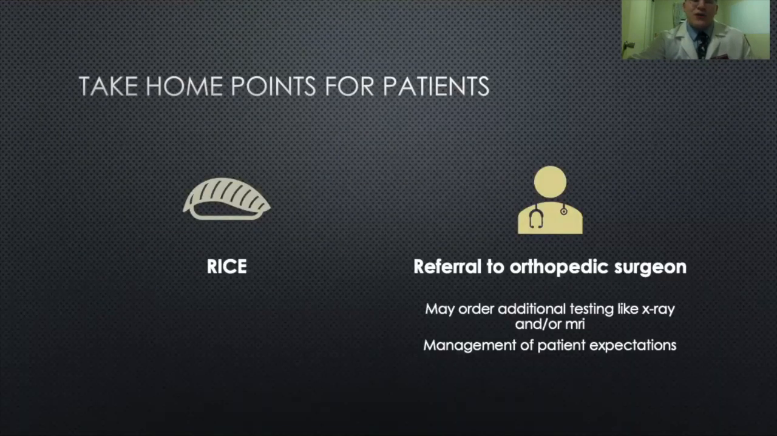So our take-home points for our patients: RICE for the acute management of it, referral to orthopedic surgery, and then they may order some additional tests such as X-ray or MRI. And then the major patient education point is managing expectations. So for managing patient expectations, you want to let them know that although there is excellent prognosis with the surgery, the rehabilitation is going to be significant.